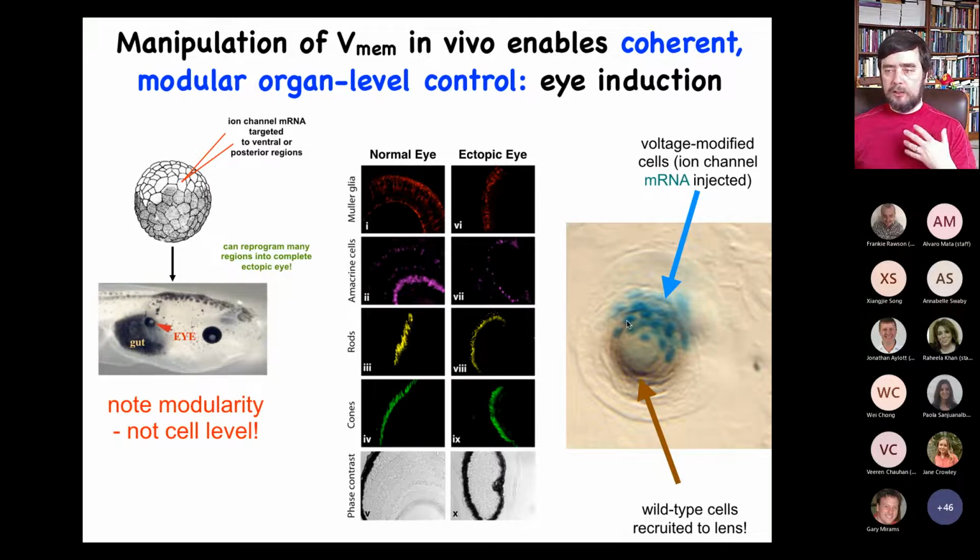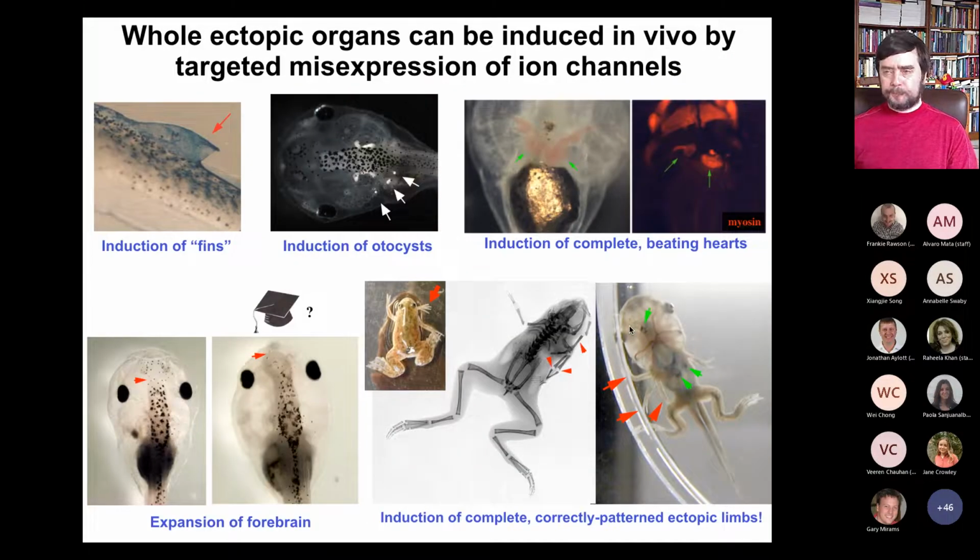There's us instructing these cells that a lens is what belongs here, and then those cells instruct their neighbors saying, here's how many cells we need to make a proper round lens. So you can see this amazing organizing principle that we can start to take advantage of. If you do that kind of thing, you can make ectopic otocysts.